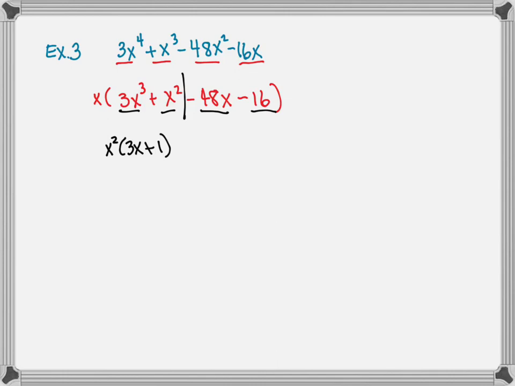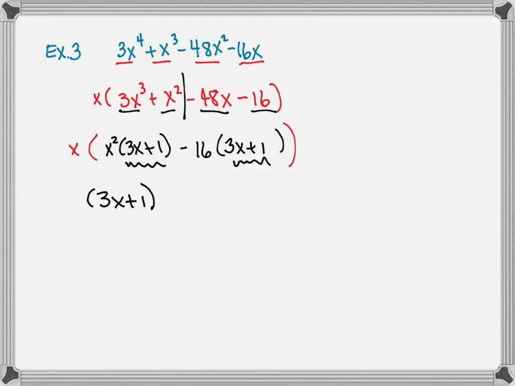Negative 48x, negative 16. My greatest common factor is 16, and because my third term is negative, I also factor out the negative. And then when I take negative 48x and divide it by negative 16, I get 3x, and then negative 16 divided by negative 16 is positive 1. And of course, we still have our original greatest common factor of x. Now inside the parentheses we have a common binomial term, that 3x plus 1, let's factor that out. And then in our second parentheses we'll have x squared minus 16. And we have our original greatest common factor of x.